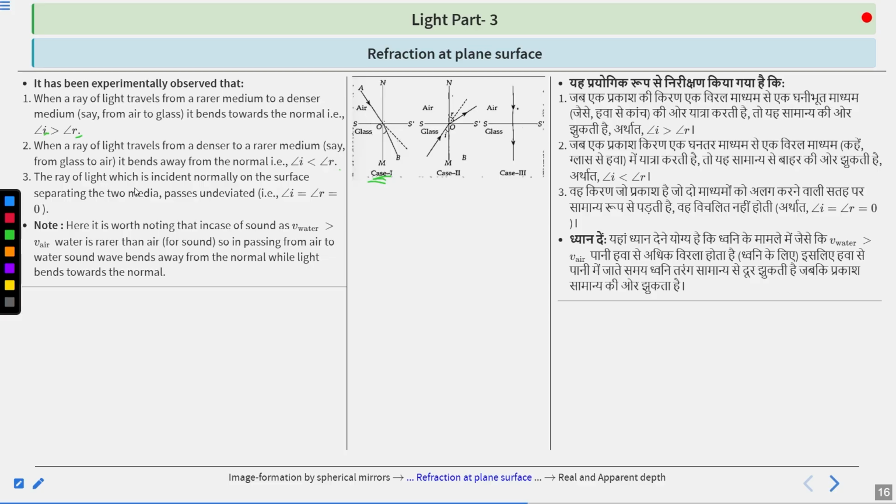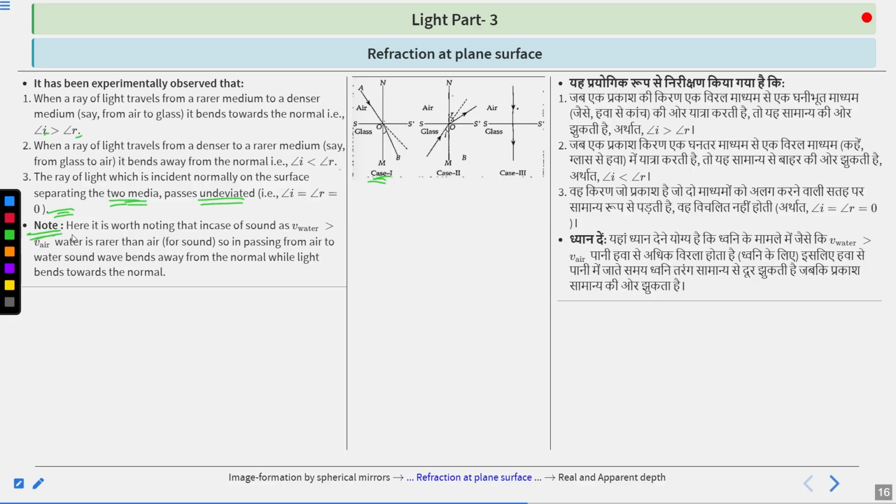And in the case when the ray of light is incident normally on the surface separating the two media, it passes undeviated. In such a case, both angle i and angle r are equal and they both are 0. There is no bending observed, and there is no deviation observed. Okay. There is an important note.